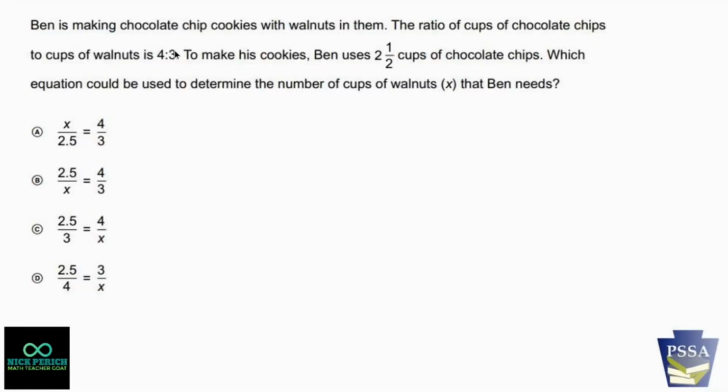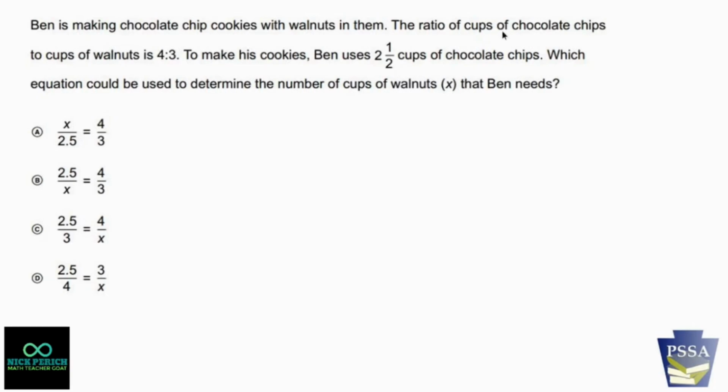Ben is making chocolate chip cookies with walnuts in them. The ratio of cups of chocolate chips to cups of walnuts is 4 to 3. To make his cookies, Ben uses 2.5 cups of chocolate chips. Which equation could be used to determine the number of cups of walnuts that Ben needs?